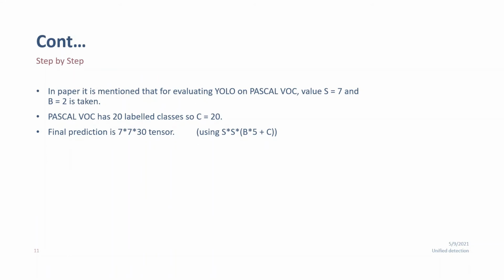In the paper it is mentioned that for evaluating YOLO on the Pascal VOC dataset, S is equal to 7 and B is equal to 2. Pascal VOC has 20 labeled classes, so C would be 20. And the final prediction would be a 7 cross 7 cross 30 tensor. The formula we gave in the previous slide is S cross S cross B into 5 plus C. So S is equal to 7 here and B is equal to 2, so 2 fives are 10, plus the number of classes, which is 20, that is 30. That's how the dimension of the final output tensor came.